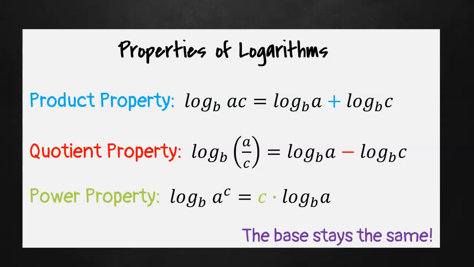Now keep in mind, looking at all these properties, notice that the base never changes. You might split up that logarithm using the product or the quotient property, but notice that that base always stays the same. So we don't want to ever change that base. So now let's use these properties to help us to evaluate certain expressions.